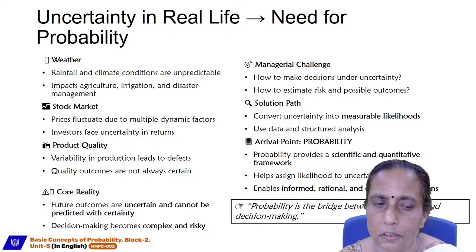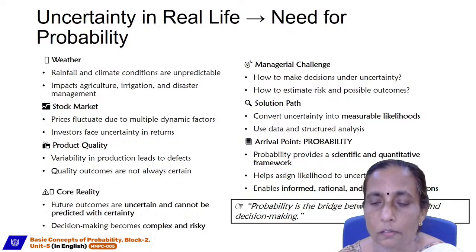Because of which our decision making becomes complex and risky. Hence, the managers sometimes face certain challenges like how to make decisions under this uncertainty and how to estimate risk and possible outcomes. So perhaps the solution path to overcome these sort of uncertainty problems is to convert uncertainty into measurable likelihood by using the data and structured analysis.